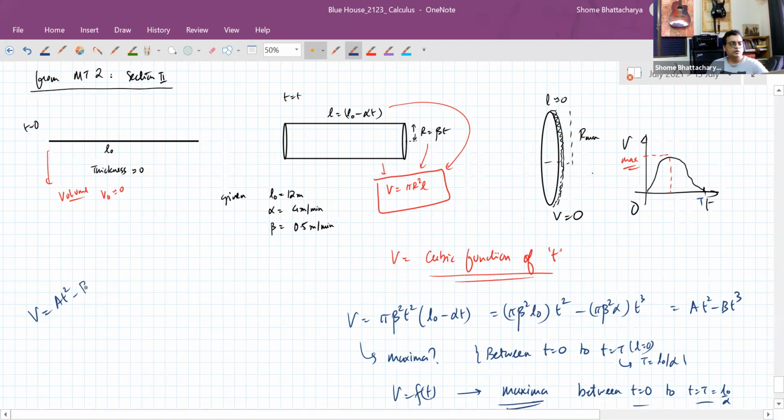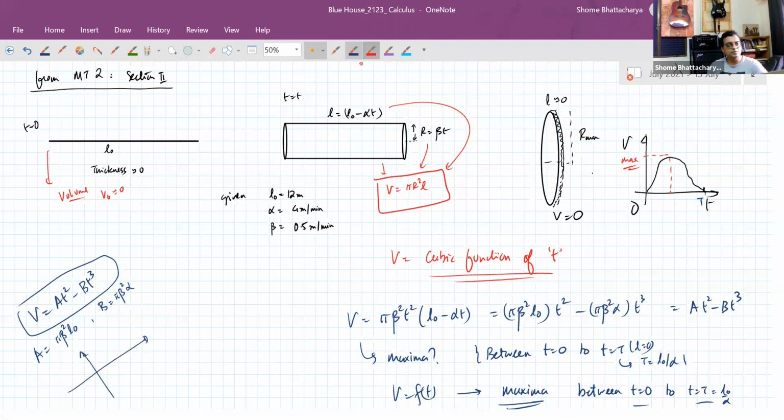I'm not working out the whole thing here, where A is basically this thing, it is pi beta square L naught, and B is this thing, it is pi beta square alpha. You'll see that this volume versus time, if you were to just plot it as a graph, generally speaking, it would come out to be a graph like this. It would have one local minima at 0, another local maxima at this point. So you'll get two turning points.